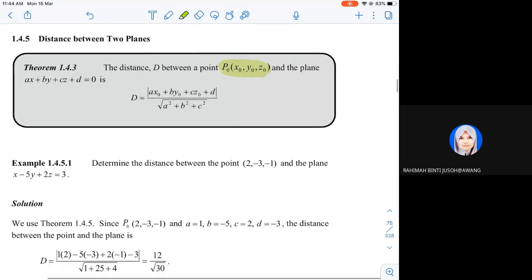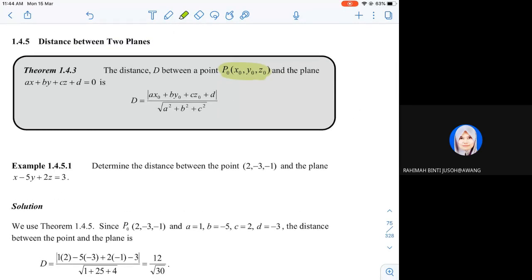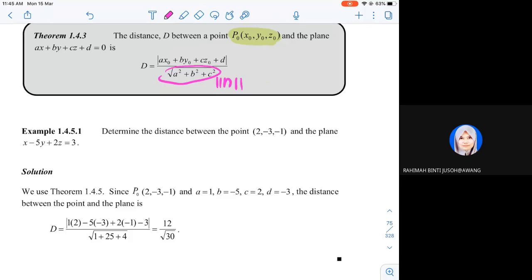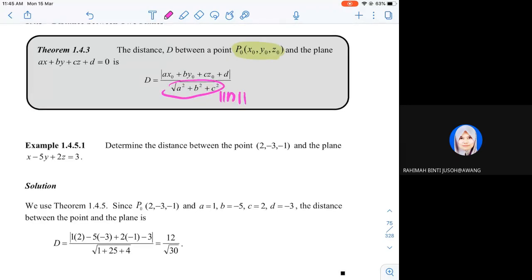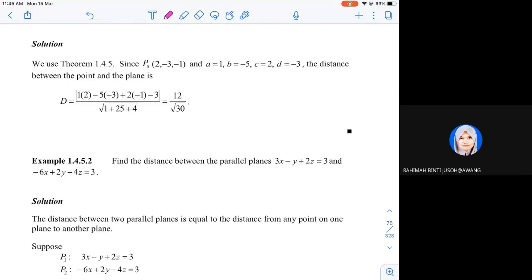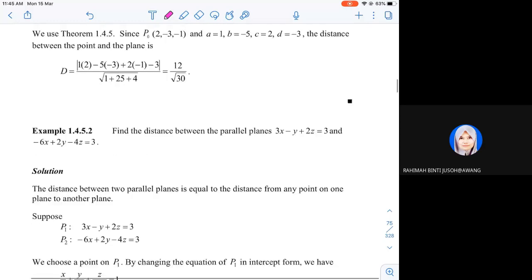This is actually your n, macam ni. Okay, magnitude of n. Itu maksud dia magnitude of n. Kalau you all diberi P0 dengan plane macam ni, it's very direct. Sangat very direct question lah. Example 1.4.5.1 ni. Let's say kita buat soalan macam example 1.4.5.2.